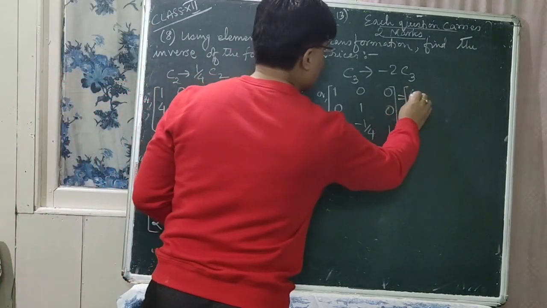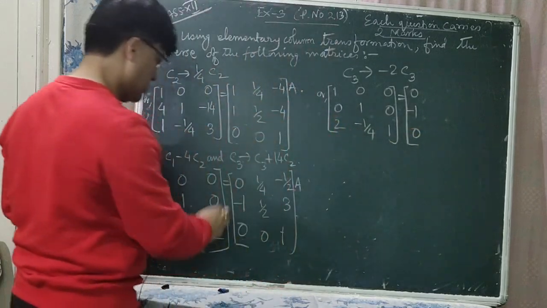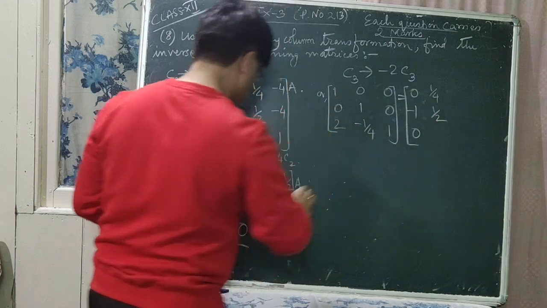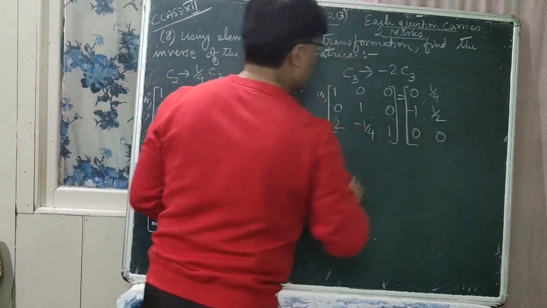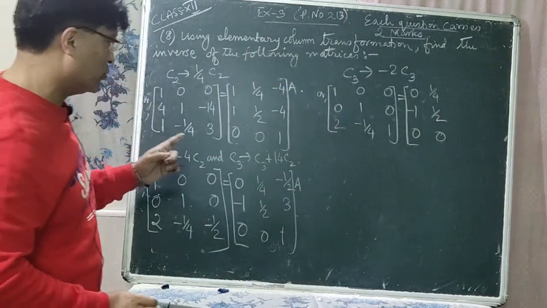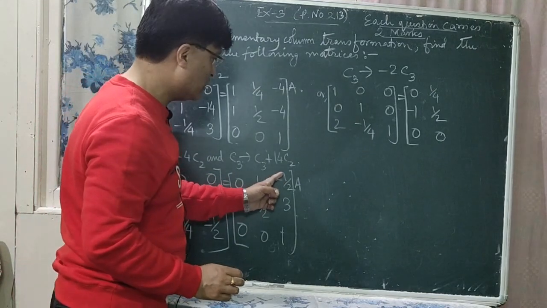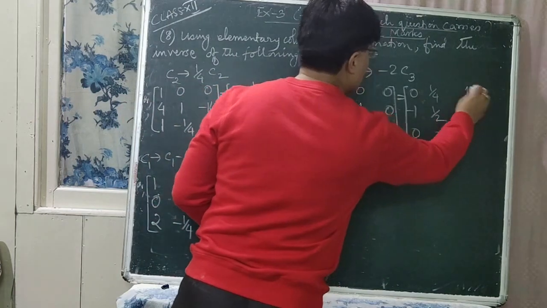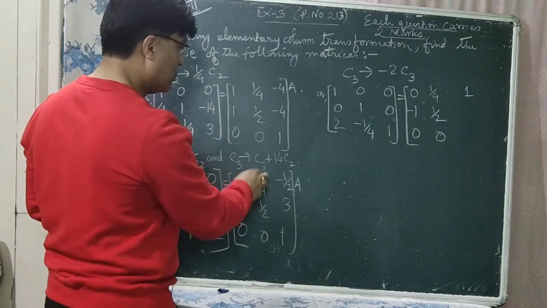0 minus 1, 0 minus 1, 0. The second column remains the same: 1/4, half, 1/4, half, and this is 0. And this column 3 is multiplied by minus 2. So minus 2 into half. What is it? So it is always 1, isn't it? Minus 2 into minus half is 1.